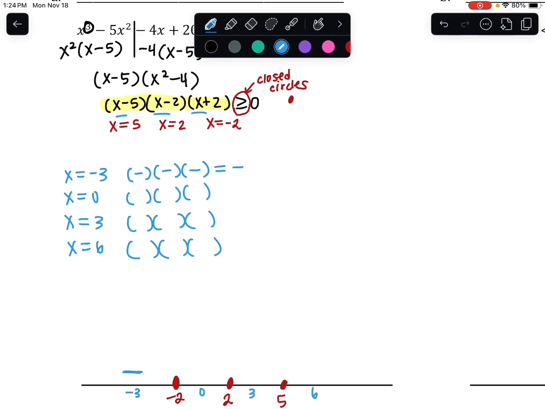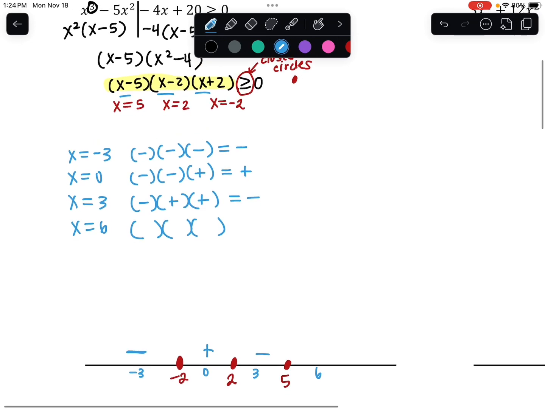If I plug in 0 to each of the 3 factors, I would get negative 5, negative 2, positive 2. That result would end up being positive. If I plug in 3, I would get negative 2, and then positive 1, and then positive 5. So this result would be negative. And then if I plug in 6, I would get positive 1, positive 4, and then positive 8. So this result would be positive.